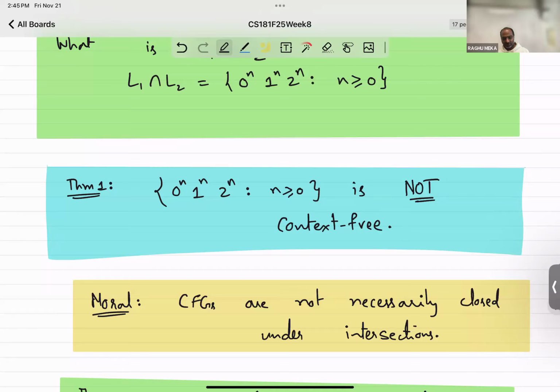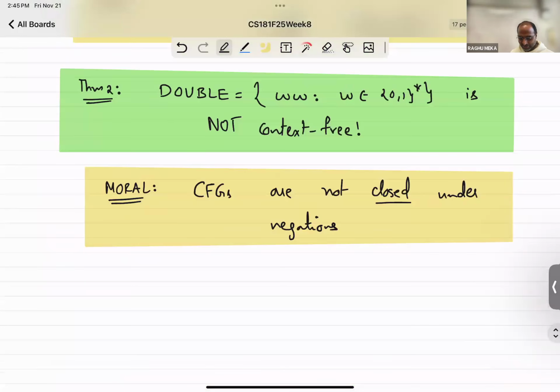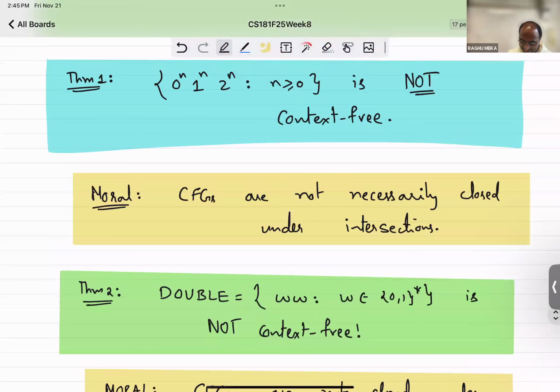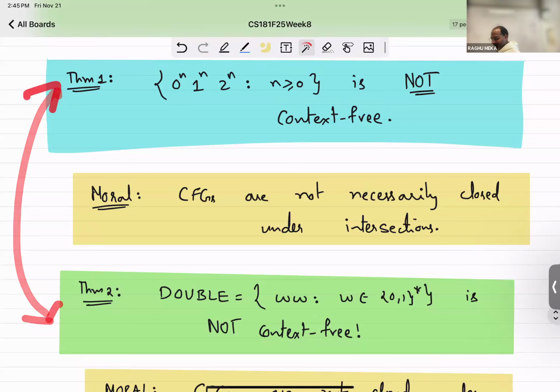But we still have these two seemingly surprising statements. Why are these two things not context-free, especially when we know that their complements are context-free? The first one at least should be surprising, right? I can generate two languages, but the intersection is not context-free.